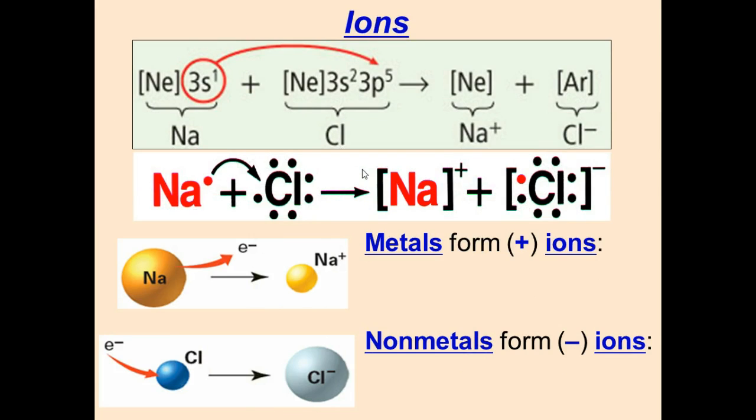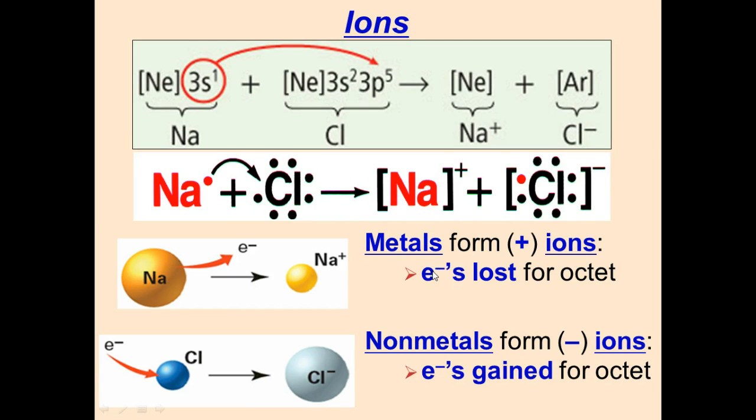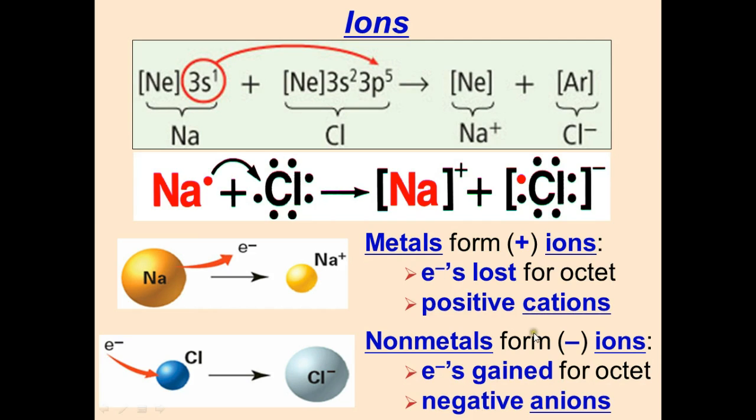And the elements, because they want to get to octets, form ions, which are pretty much elements that lost or gained a few electrons. And metals, which are on the left side of the periodic table, lose electrons and form positive cations because they lose a few negative particles. And nonmetals gain a few electrons and form anions, or negative ions.